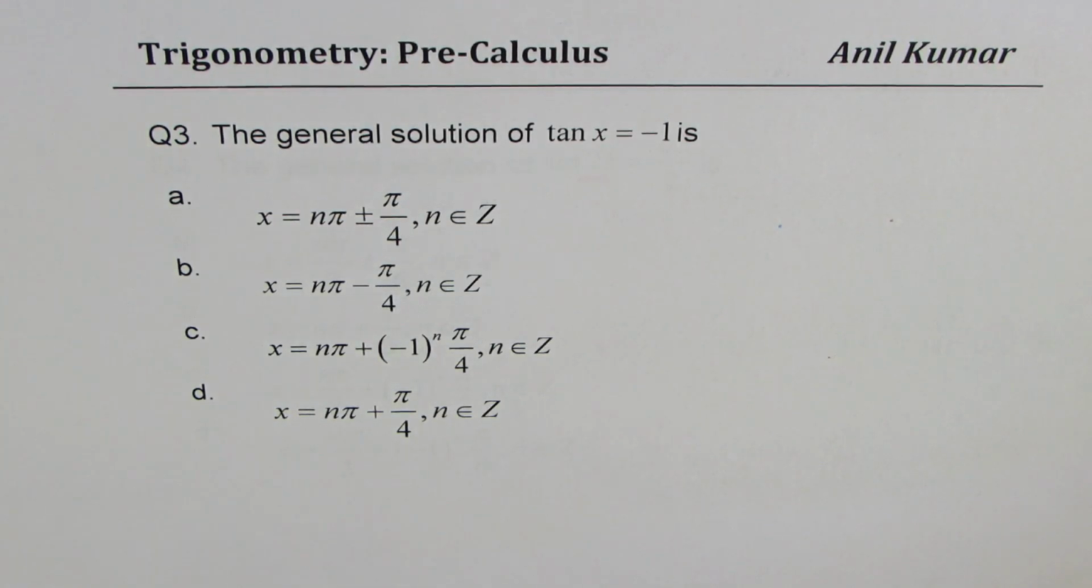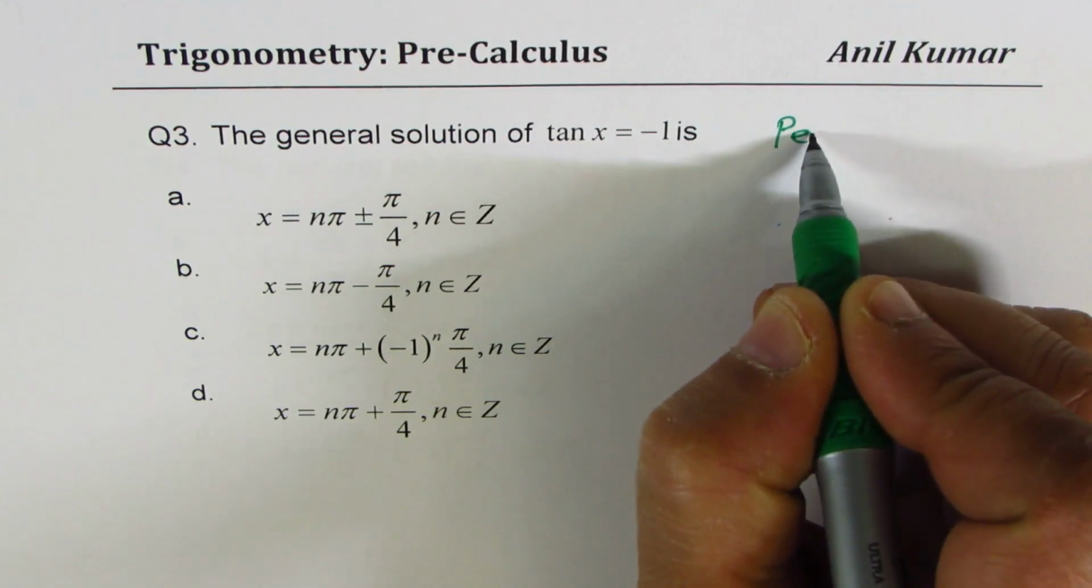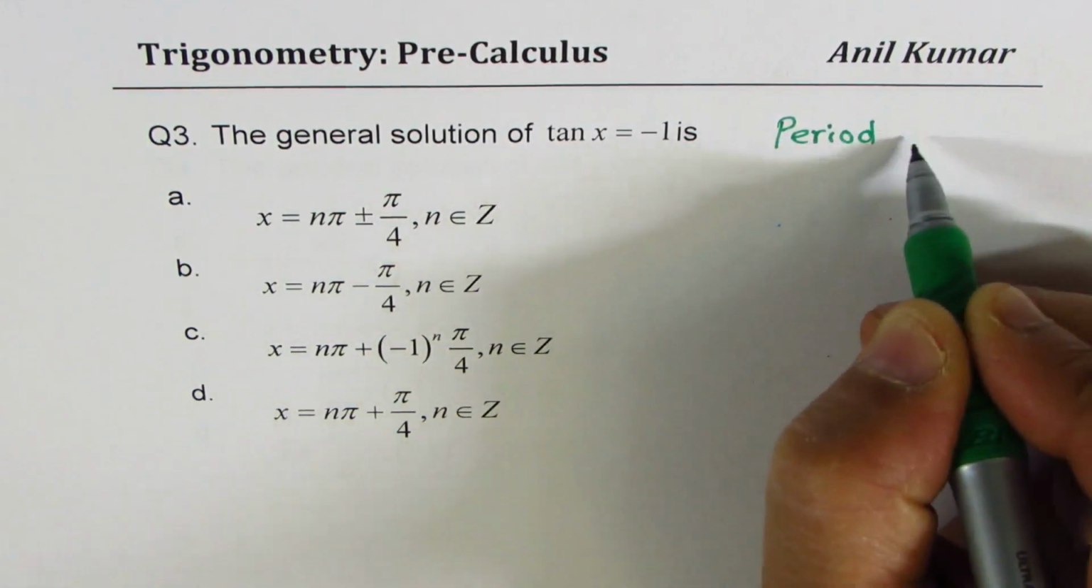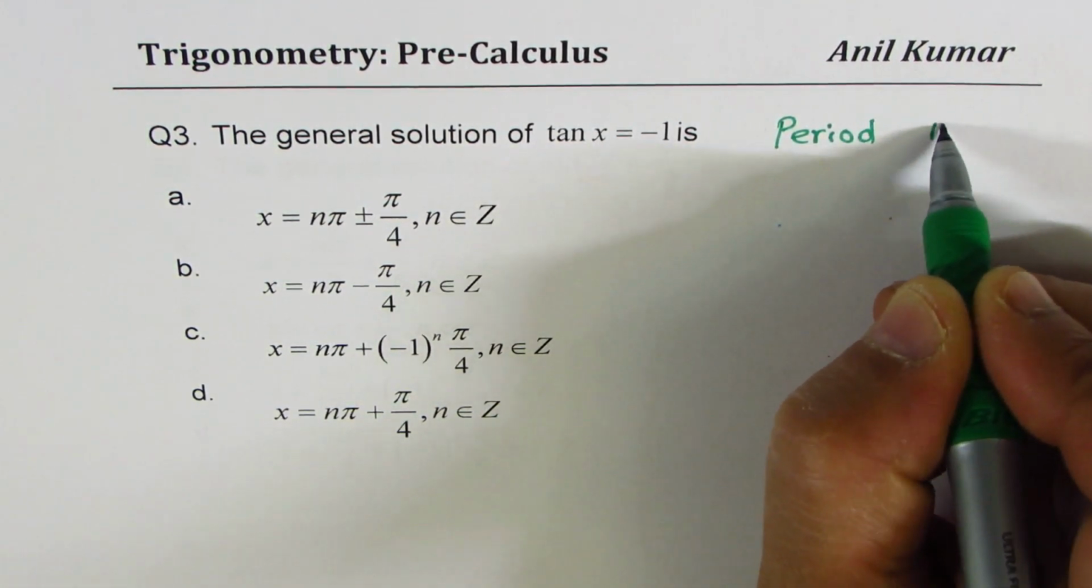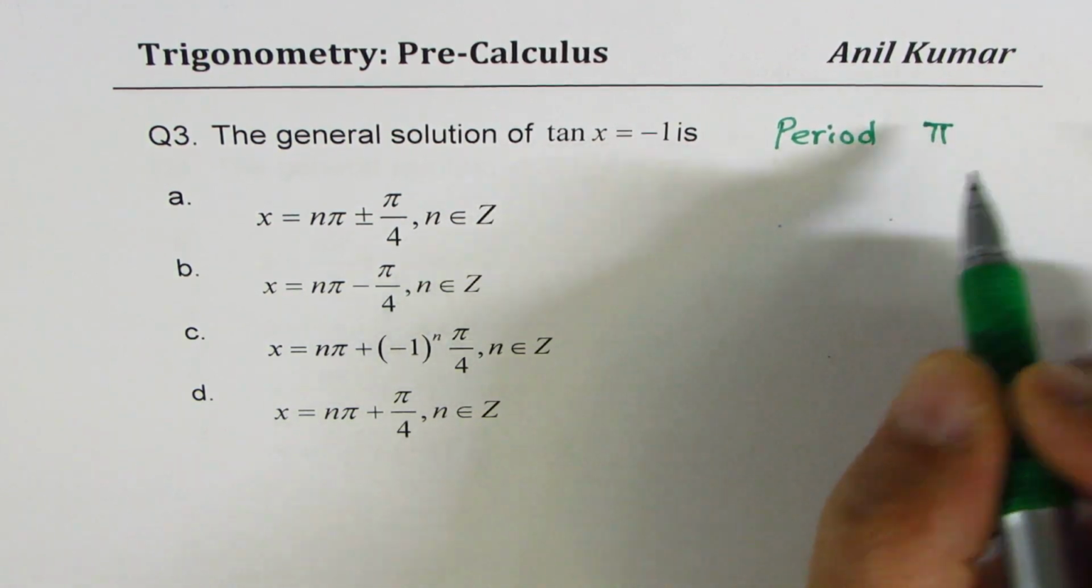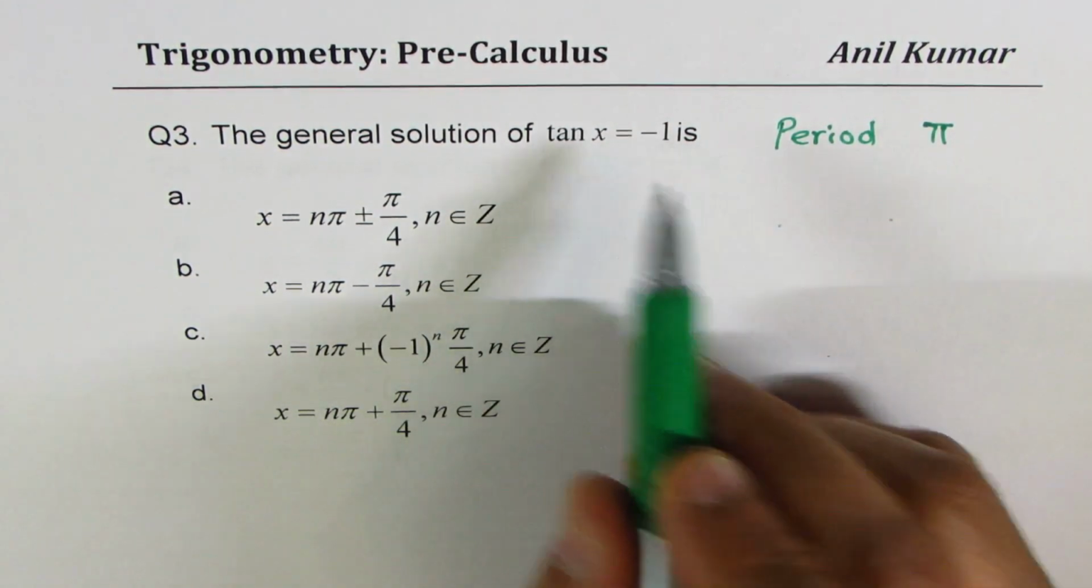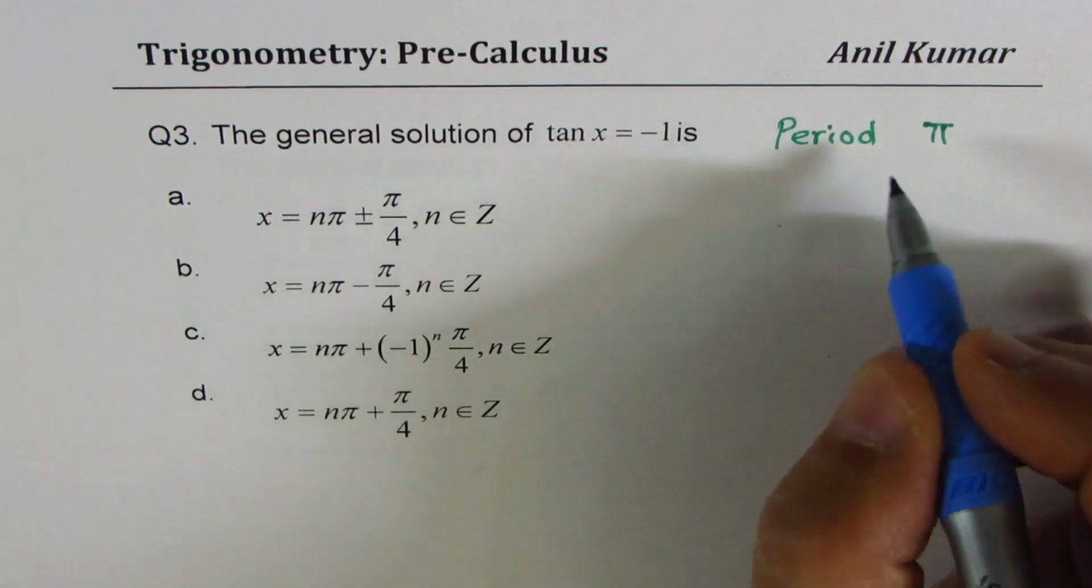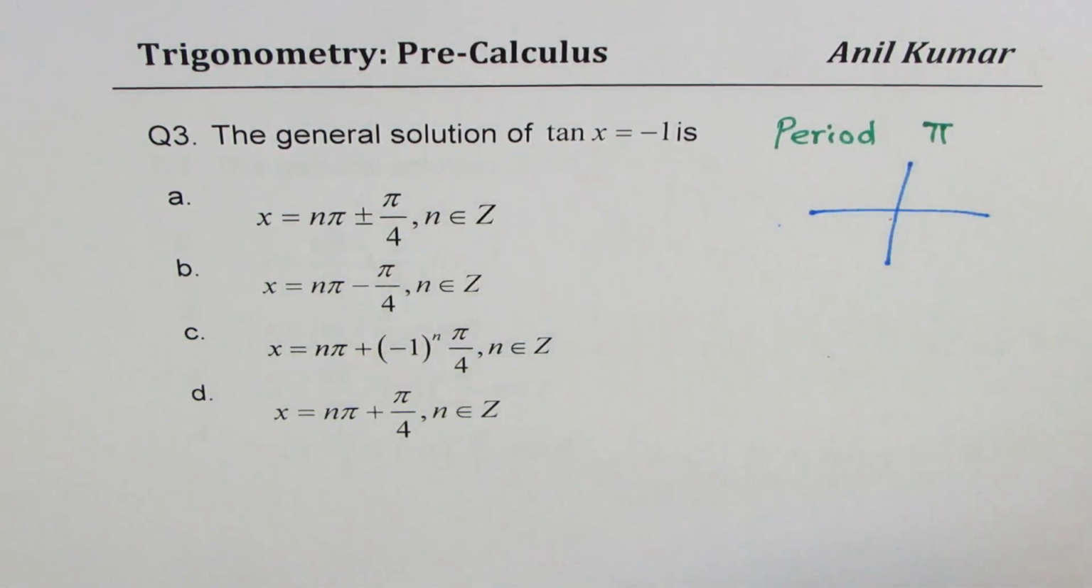Question number 3 is with the tan function. Tan functions have a period of n pi, right? So that's very clear. So the period is just pi, not 2 pi, right? So tan repeats after every pi. So that is the period.